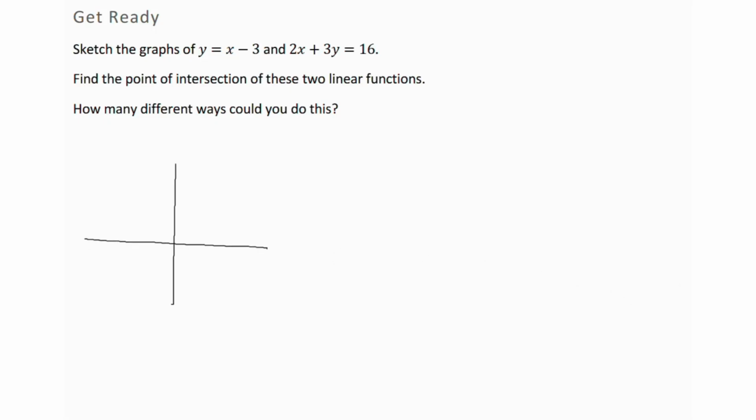The first one, y equals x minus 3, is in y equals mx plus c form. The y-intercept at minus 3, a gradient of 1. So it's going to come up something like this, cutting through at minus 3 there.